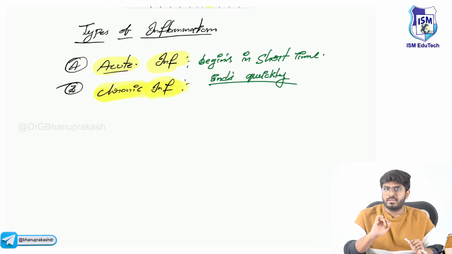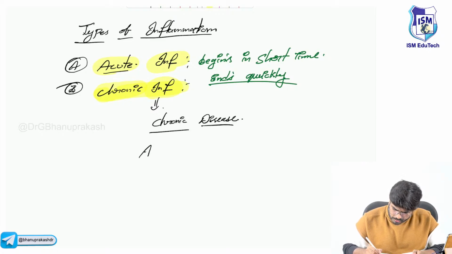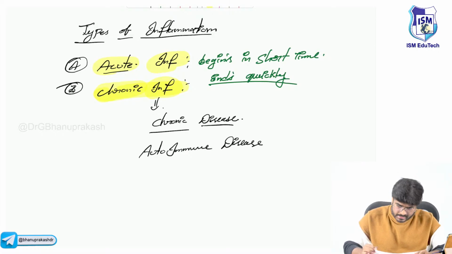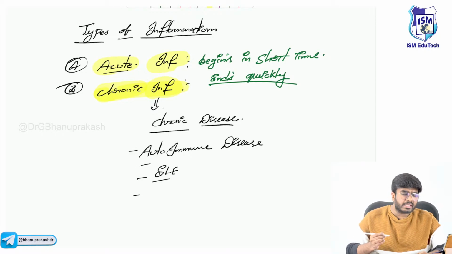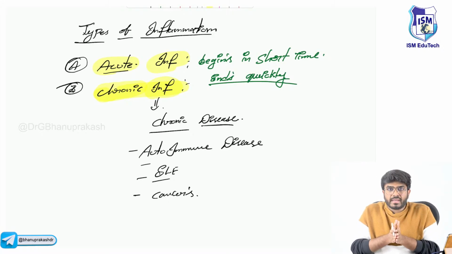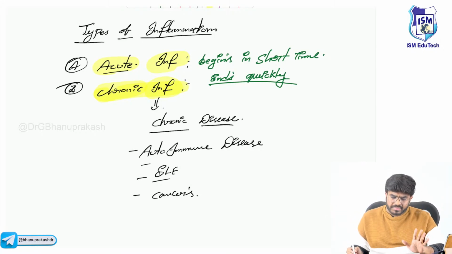Chronic inflammation is seen in chronic diseases, like autoimmune diseases, like rheumatoid arthritis, and can be seen in conditions like SLE, or in conditions like cancers. So these are the inflammatory conditions which are going to be seen for a long time. Okay, so now completed, sir. Types of inflammation, how many types? Acute inflammation, chronic inflammation. Acute inflammation short time, chronic inflammation long time.